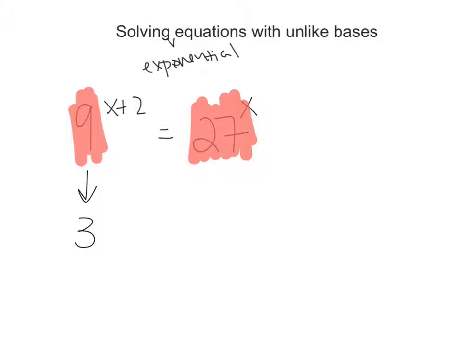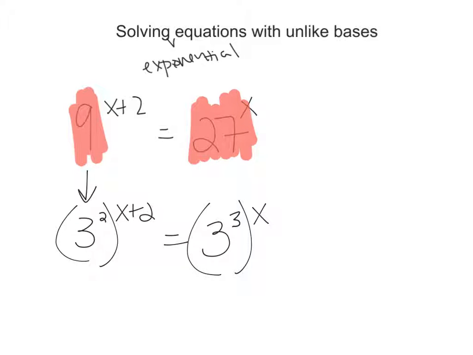3 to the second power all to the x plus 2 is what I'll get for my first expression. And then 27, well, 3 to the what power will give me 27? That's going to be 3 to the third, all times x.